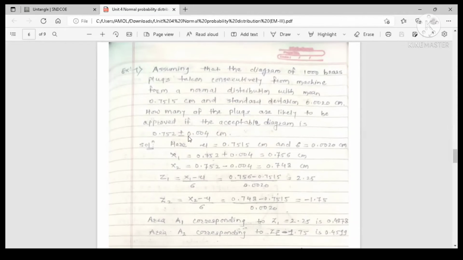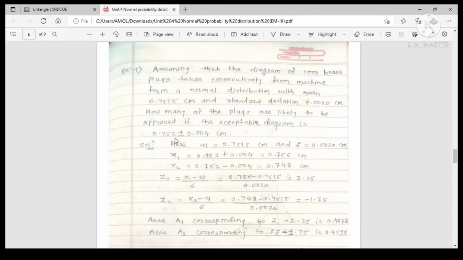0.752, you at once add 0.004 centimeter and at once you subtract 0.004. So you will get the values of x1 and x2. See what is x1? 0.752 plus 0.004 is equal to 0.756 centimeter.